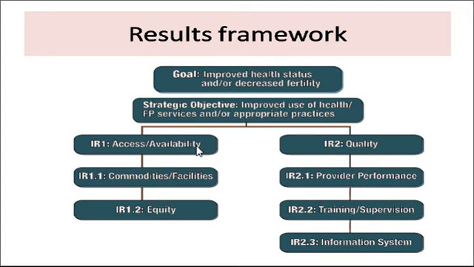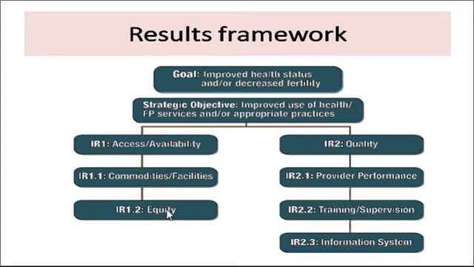So access of service or availability of service and quality of service, these two results, if they can be ensured, then obviously it is going to lead to improved use. Now if there is going to be improved access, then we need the commodities to be available, and we need to have equity in the delivery of that service. So commodities and facilities have to be there, and there has to be equity in the delivery.